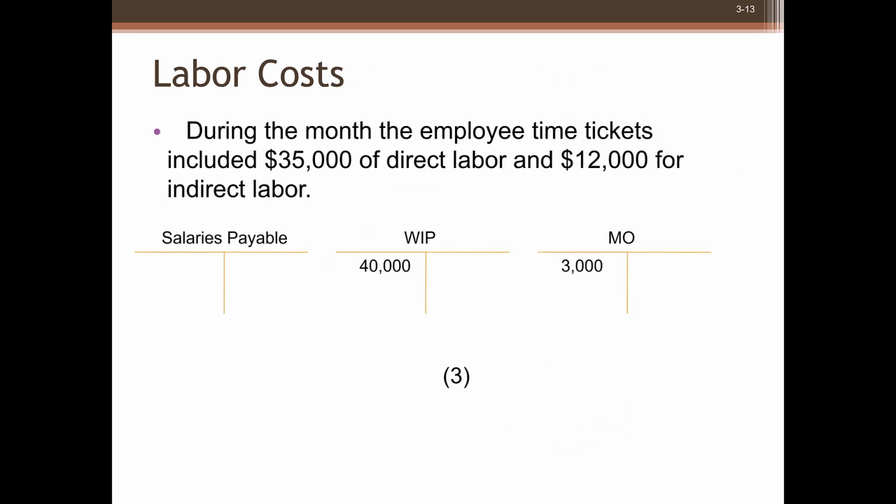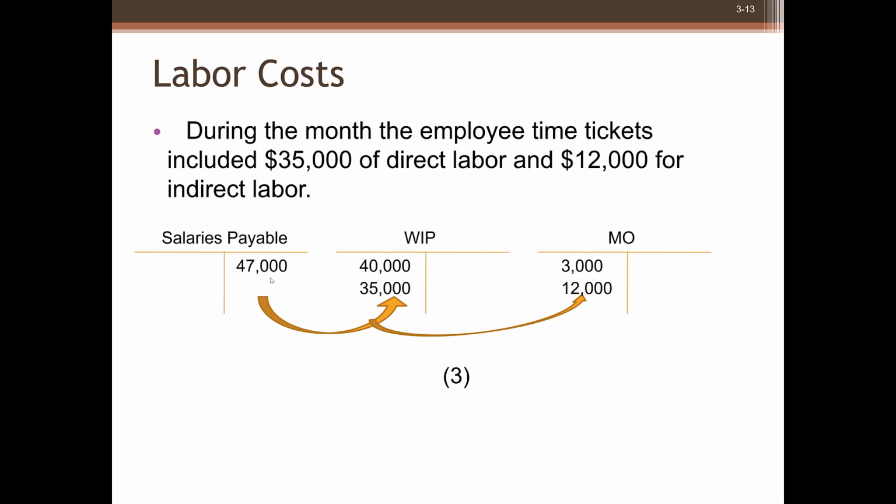Let's take a look at the example. During the month, the employee time tickets included 35,000 of direct labor and 12,000 for indirect labor. For direct labor, we debit work in process and we credit salaries payable. For indirect labor, we debit manufacturing overhead and we credit salaries payable. 35,000 plus 12,000, you will get 47,000. So the total credit to salaries payable is 47,000.